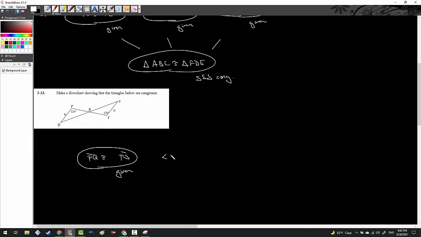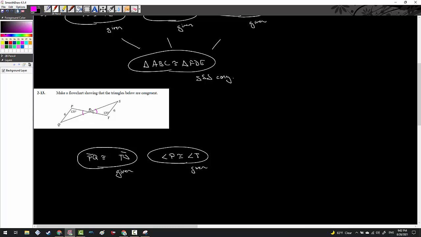What else do we know? We know that angle P is congruent to angle T. And again, that's given. Now, the last thing we're going to look at is this angle here in purple. These angles here, those are vertical angles from the last chapter. And as we know from the last chapter, vertical angles are always congruent.